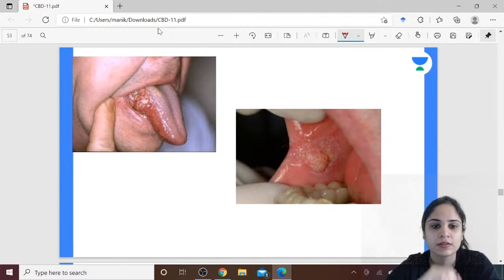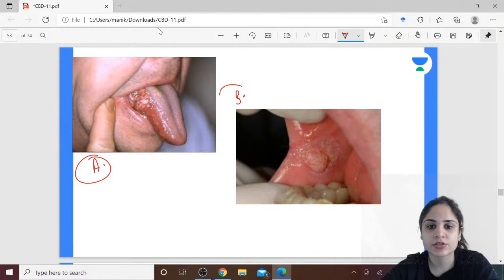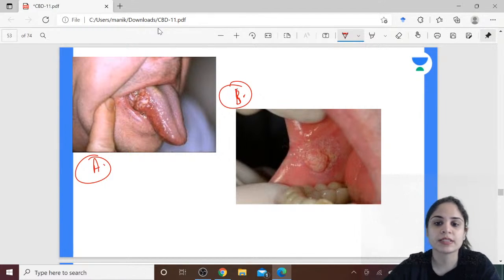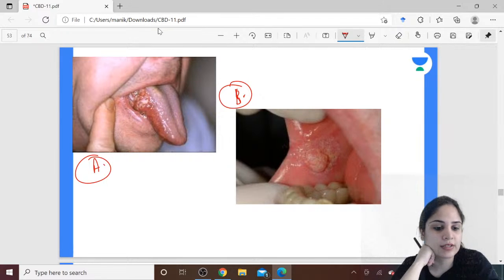Okay. Identify the cancer in part A, picture A. Identify the cancer in picture B. And tell me which is more common in India. Chalo guys, quickly, quickly, quickly.